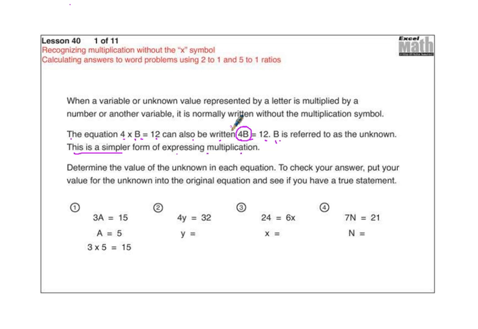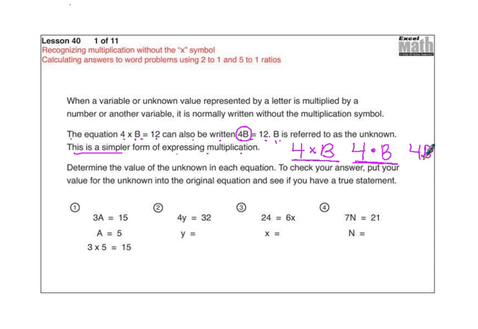So when we write 4b, we're really saying 4 times b. Another way to write that is 4 with a big dot right there, b. But again, when we're getting into the higher math, we're not going to write either one of these. We're just going to write 4b.